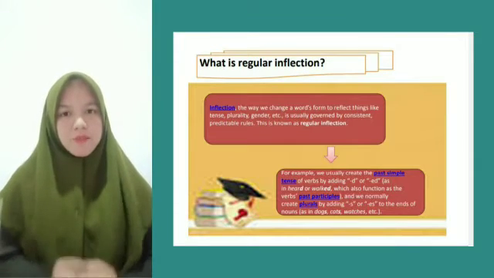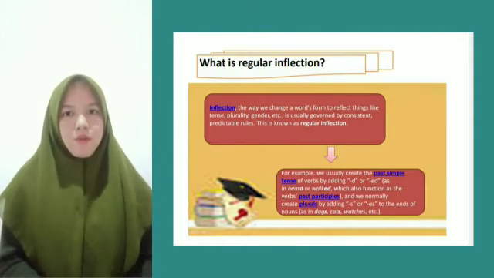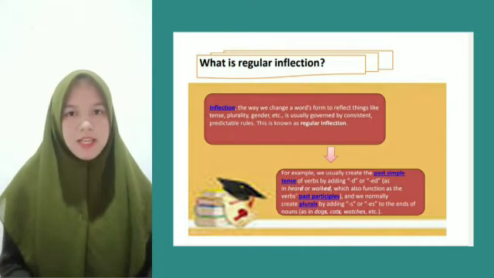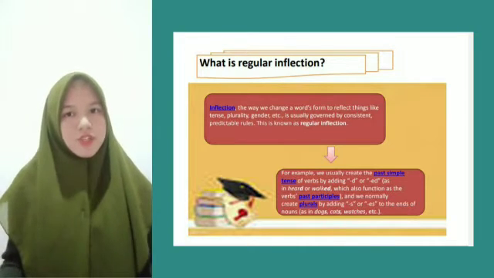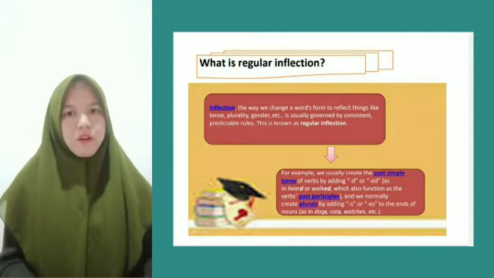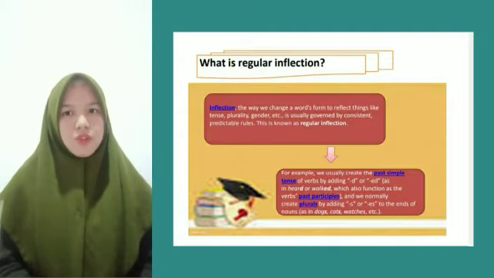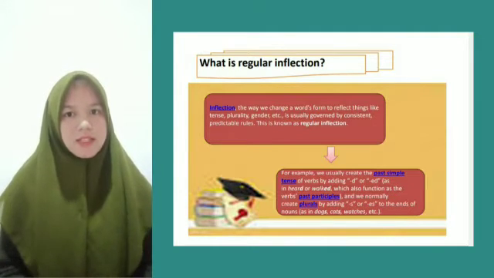Well, I'm going to explain regular inflection. Regular inflection is the way to change the word form to reflect things like tense, gender, and plural, usually governed by consistent and predictable rules to make a sentence.